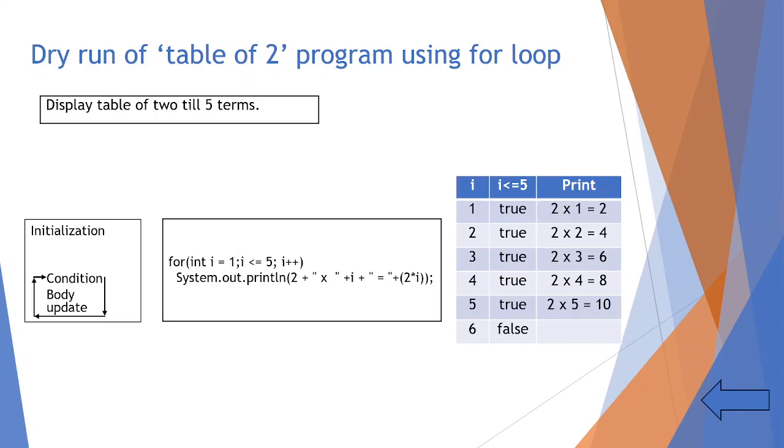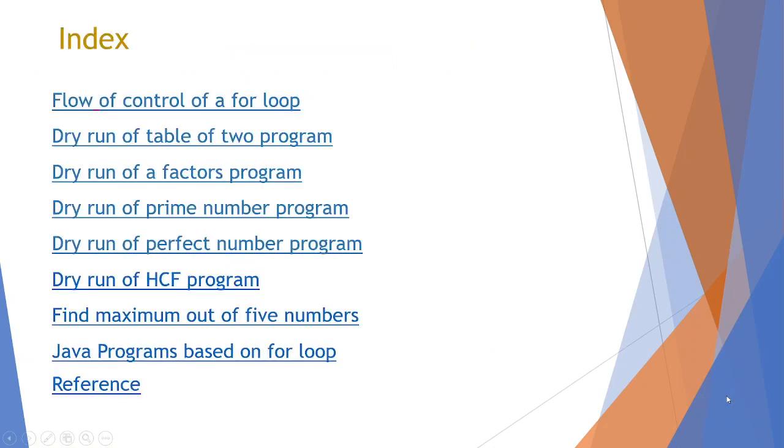And then the body will be executed. What is the body? 2 into i. First time i is 1, and some calculation 2 into i: 2 ones are 2. Like that, when i becomes 2, it's true, 2 twos are 4. When i becomes 3, 2 into 3 is 6, and so on and so forth. Let's see the program in the BlueJ window.